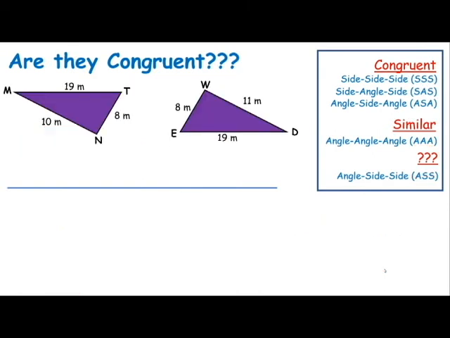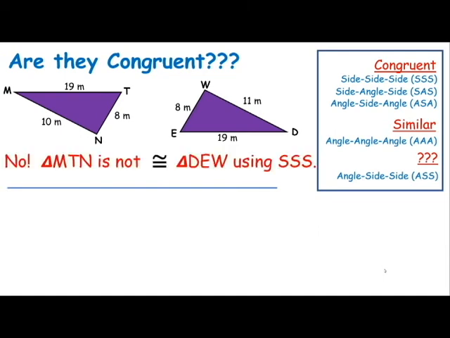Let's try another one. Are they congruent? Again, pause the video if you need some time to think about it. I'm going to go ahead and tell you that no, they are not congruent. Triangle MTN is not congruent to triangle DEW, and we know that using side, side, side. Notice that the 8s are the same size, the 19s are the same size, but 10 and 11 are not the same size. That tells me that angle E is larger than angle T. Those are not congruent. Not that that's what we're talking about today.